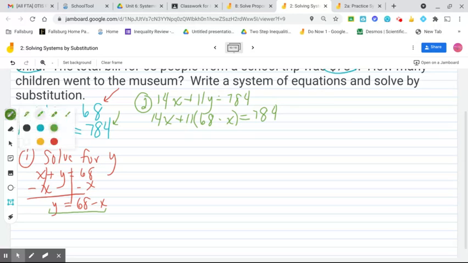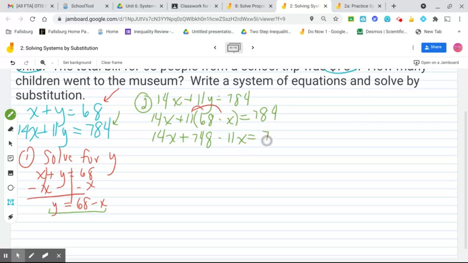So here, now I have to distribute. 14x will stay the same. 11 times 68 gives me 748. And then I have 11 times negative x, which gives me negative 11x. And that's equal to 784. So from here, I want to combine my like terms. 14x and negative 11x. So 14 minus 11 gives me 3.